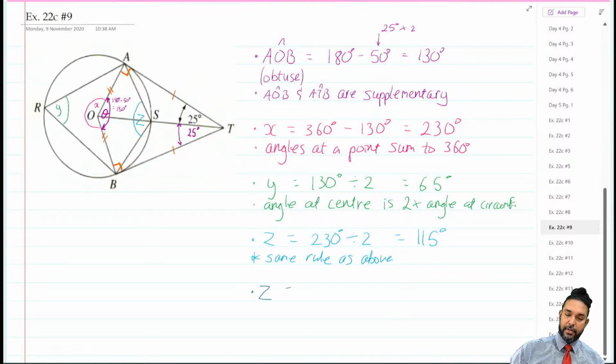Right, so for z, you could say it's equal to 180 minus y, which is 65 degrees. That'll give us 115. Yeah.